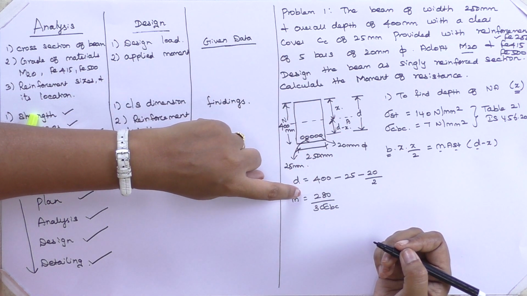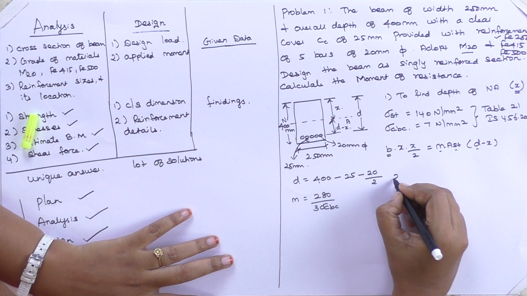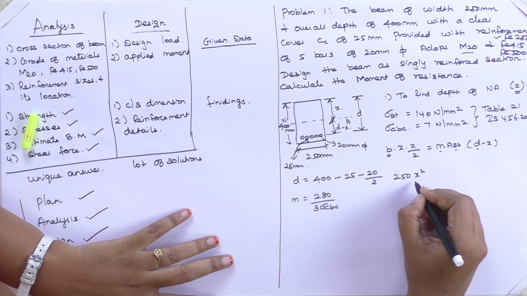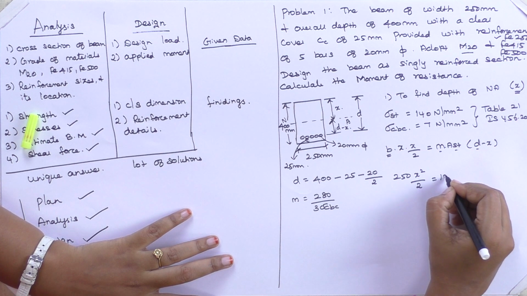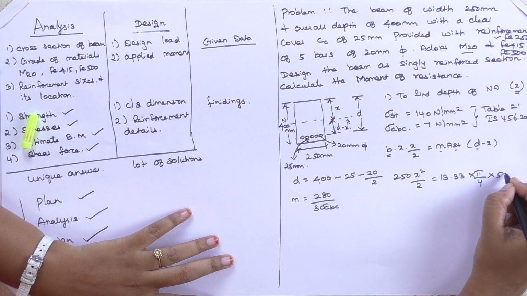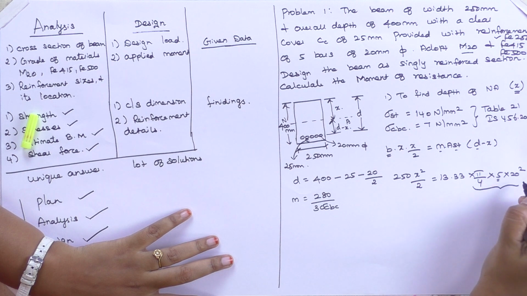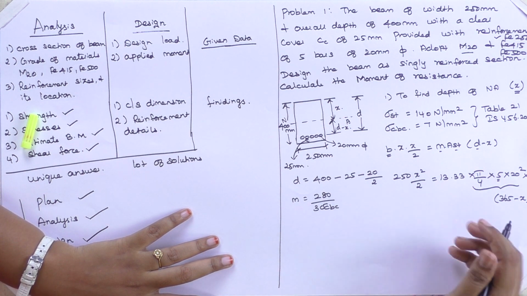You can directly calculate 3 sigma CBC. Again you can substitute here: 250 x squared divided by 2, that is equal to 13.33 into pi by 4 into 5 into 20 square. This is the AST, 5 bars of 20 mm dia. 5 is your number of bars. Area of 1 bar is pi by 4 into d square, that is 20 square into d minus x, 365 minus x.